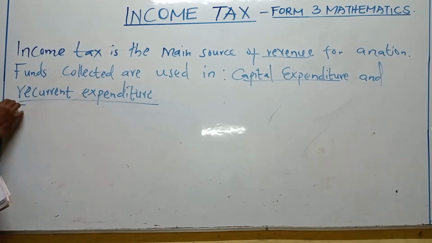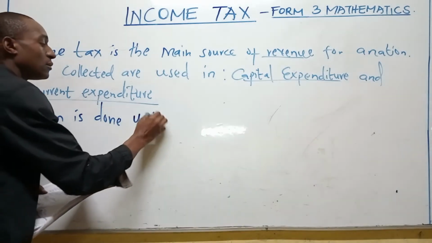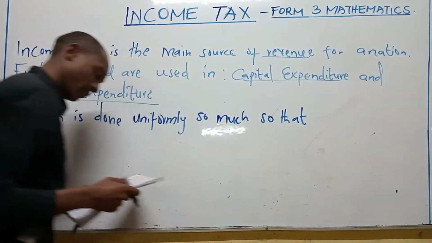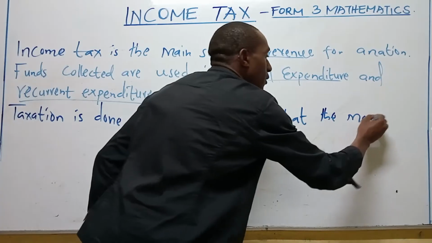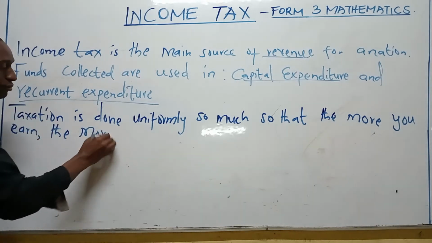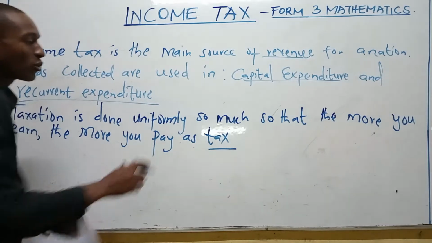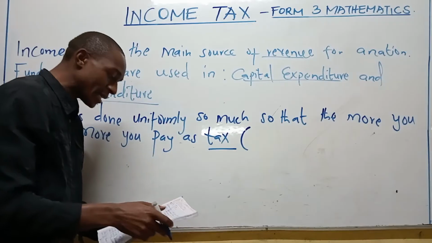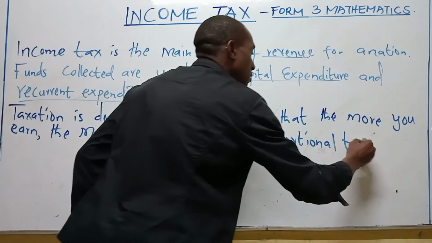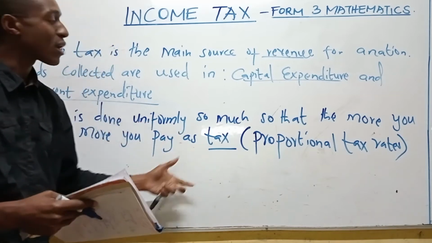This collection of taxes, taxation, is done uniformly so that the more you earn, the more you pay as tax. So it means there is proportional calculation. In other words, your salary is going to be calculated proportionally. So we have what we call proportional tax rates. In other words, there is no mistake that can occur in calculation of tax.